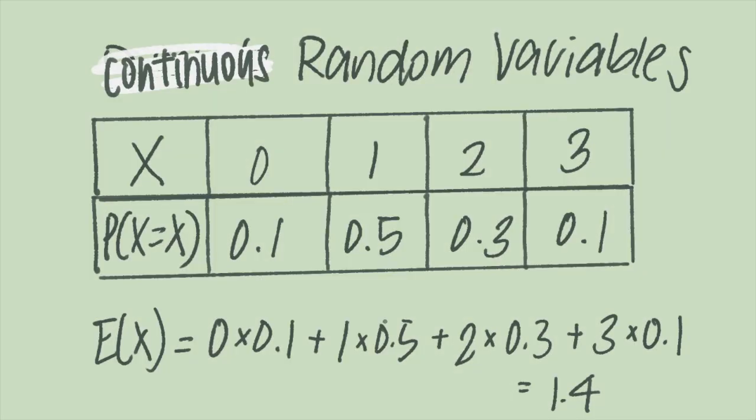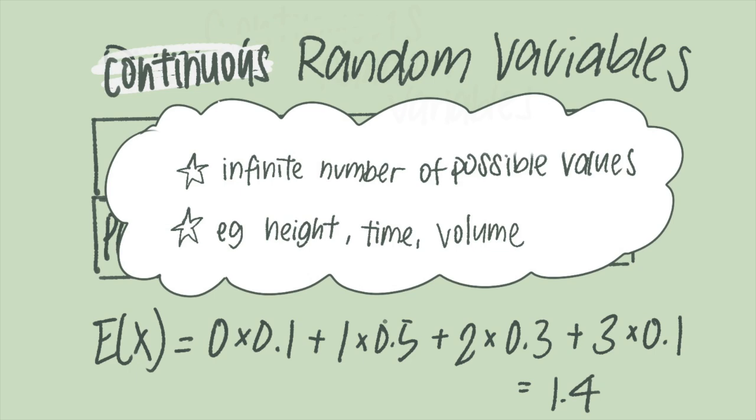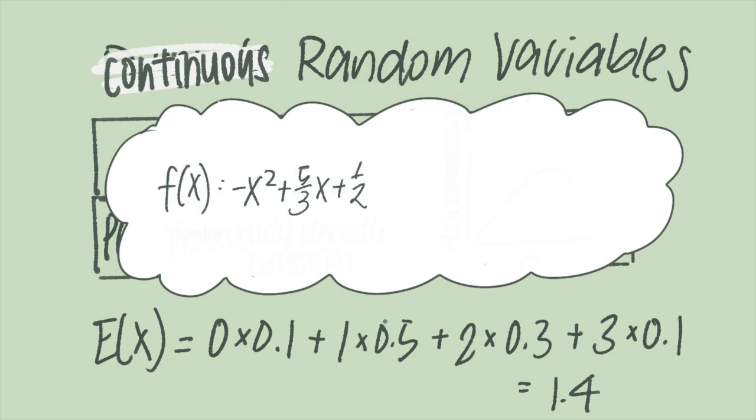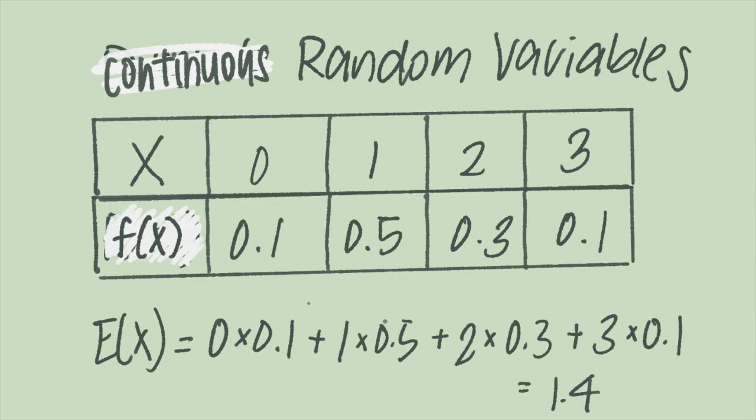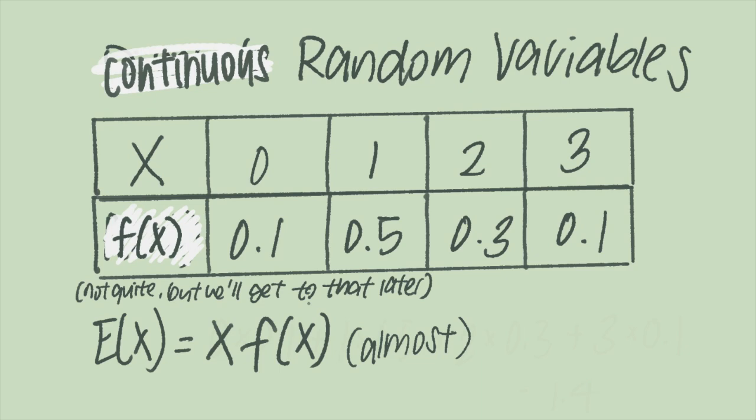A continuous random variable x is one which can take an infinite number of possible values. The function f(x) is a probability density function, where the value of f(x) represents probability. In other words, the value of f(x) is equivalent to P(X = x). With discrete random variables, to find the mean, we multiply x with P(X = x). So for continuous random variables, we multiply x with f(x).